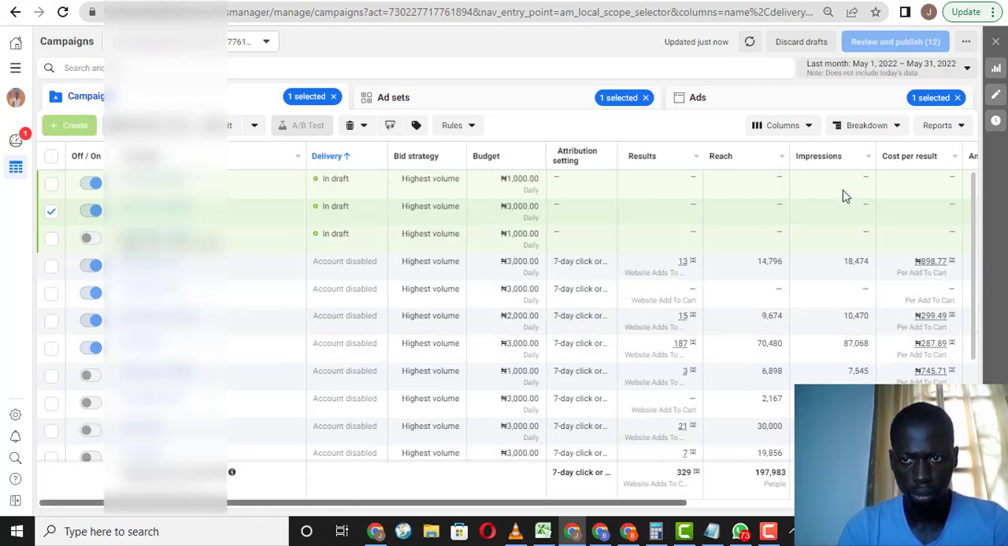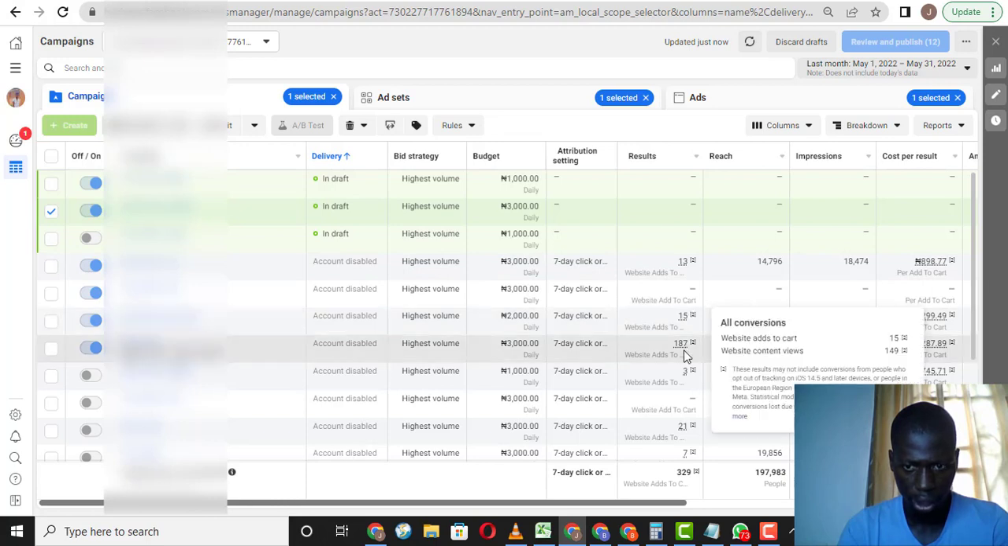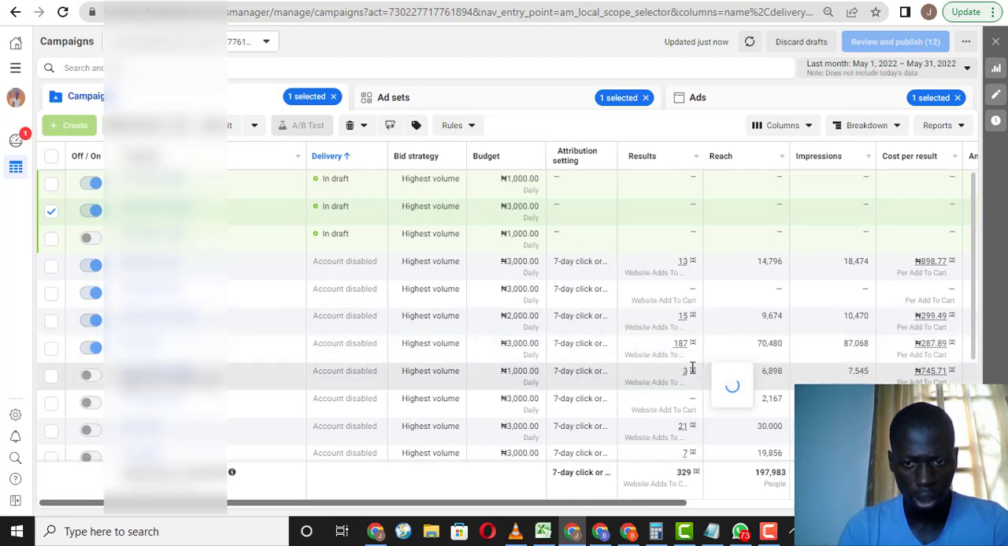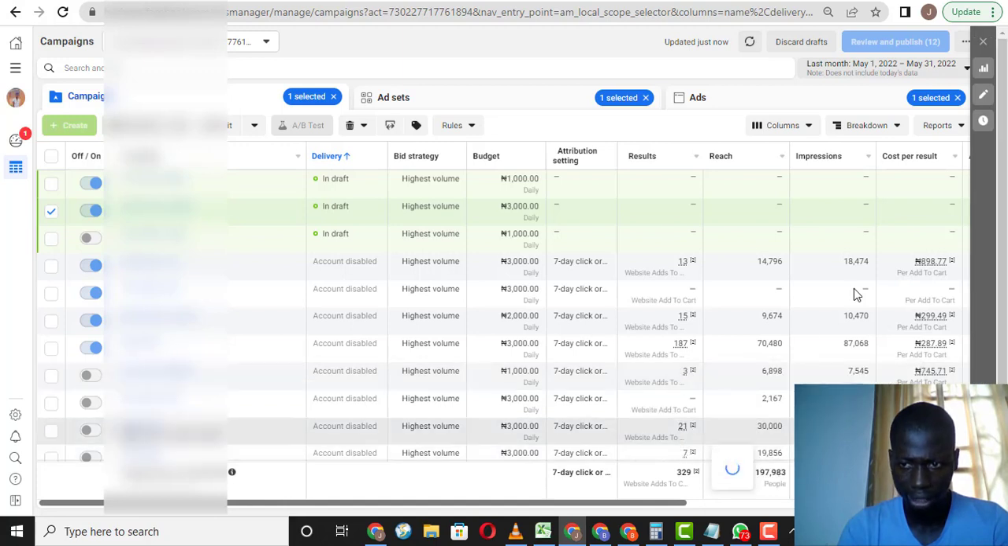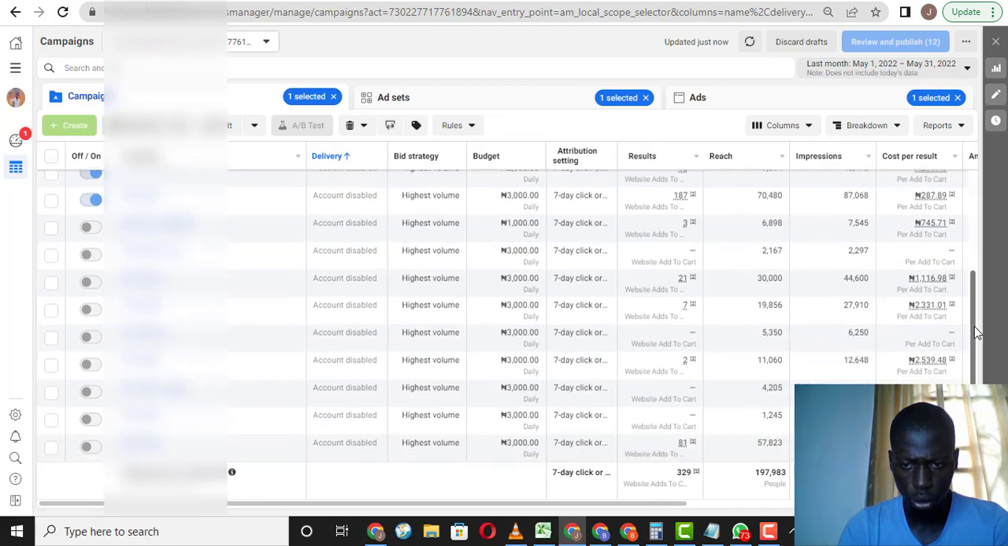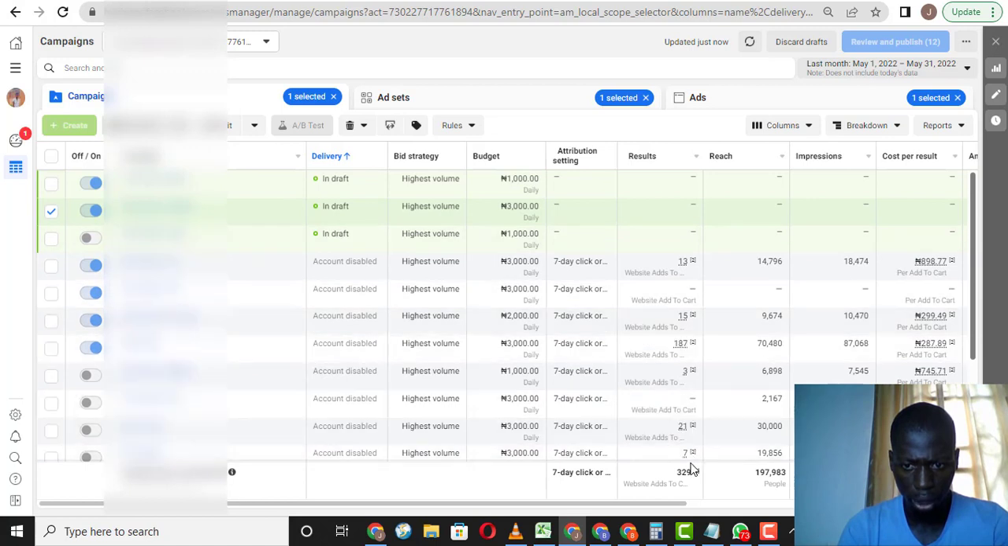But during the month of May, you can see for yourself, we had 13 here, 15 here, we had 187 here, and I think this was the highest. This was the campaign that pulled in the highest orders, I mean. And here we had 3, here we had 21, here we had 7, and if you scroll down, you're still going to see some other orders. You can see we have 2, we have 81 also. So in total, I think we were able to make over 329 orders in the month of May 2022.